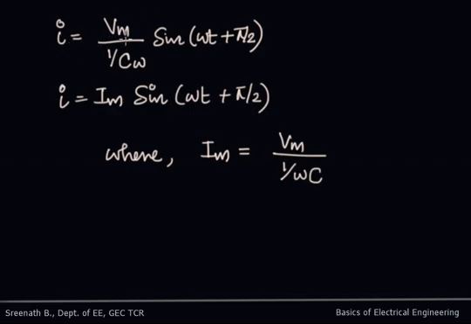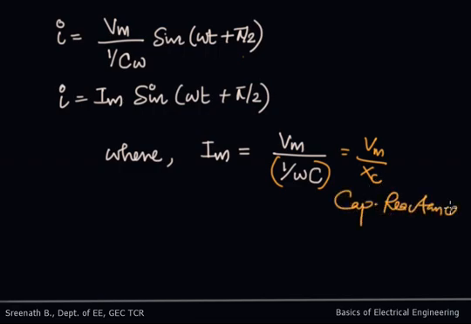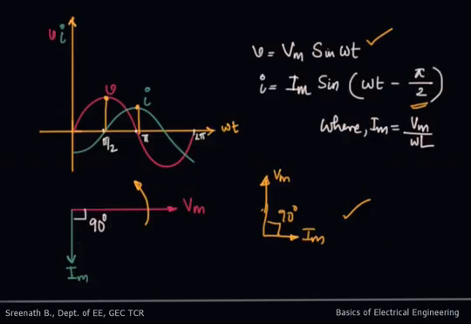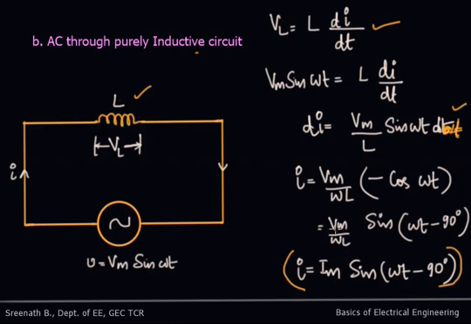So you will be getting i is equal to Vm divided by 1 by C omega sin omega t plus pi by 2, or i is given by Im sin omega t plus pi by 2, where Im is given by Vm by 1 by omega C. So this can be written as Vm by Xc, where Xc is the capacitive reactance. Similarly, when you consider the case of inductance, this current can be written as Vm by omega L, where omega L is XL, that is inductive reactance.